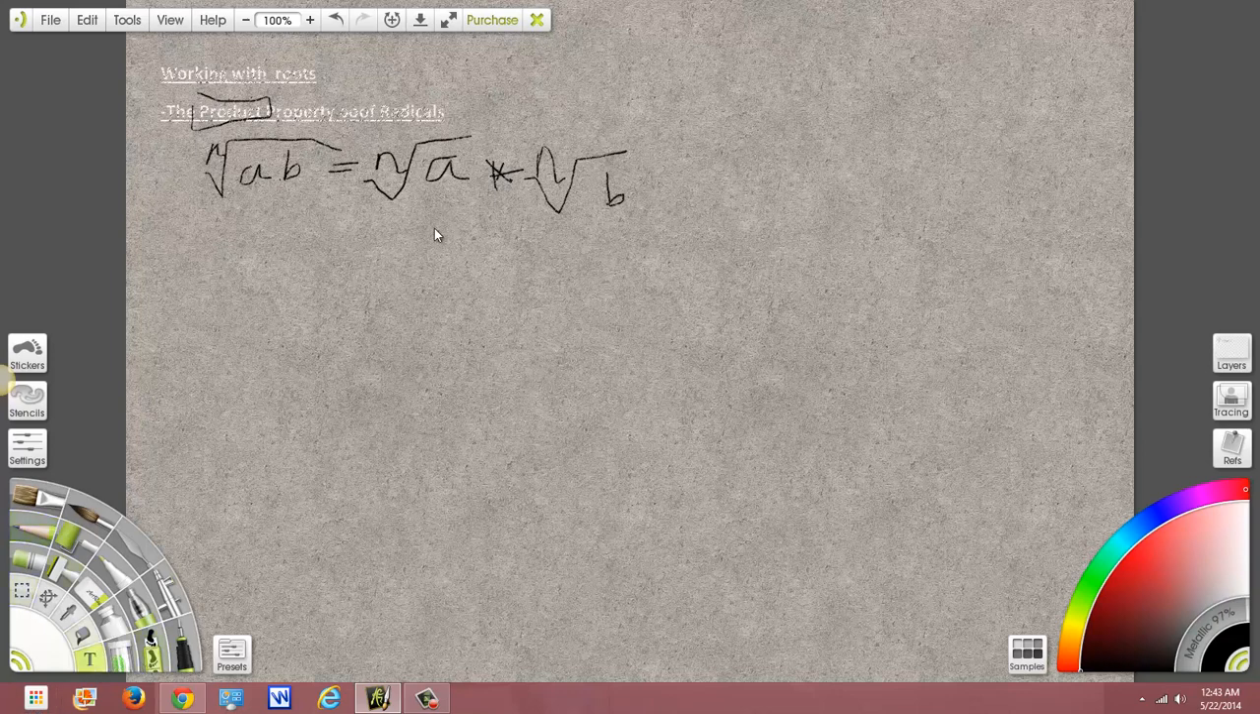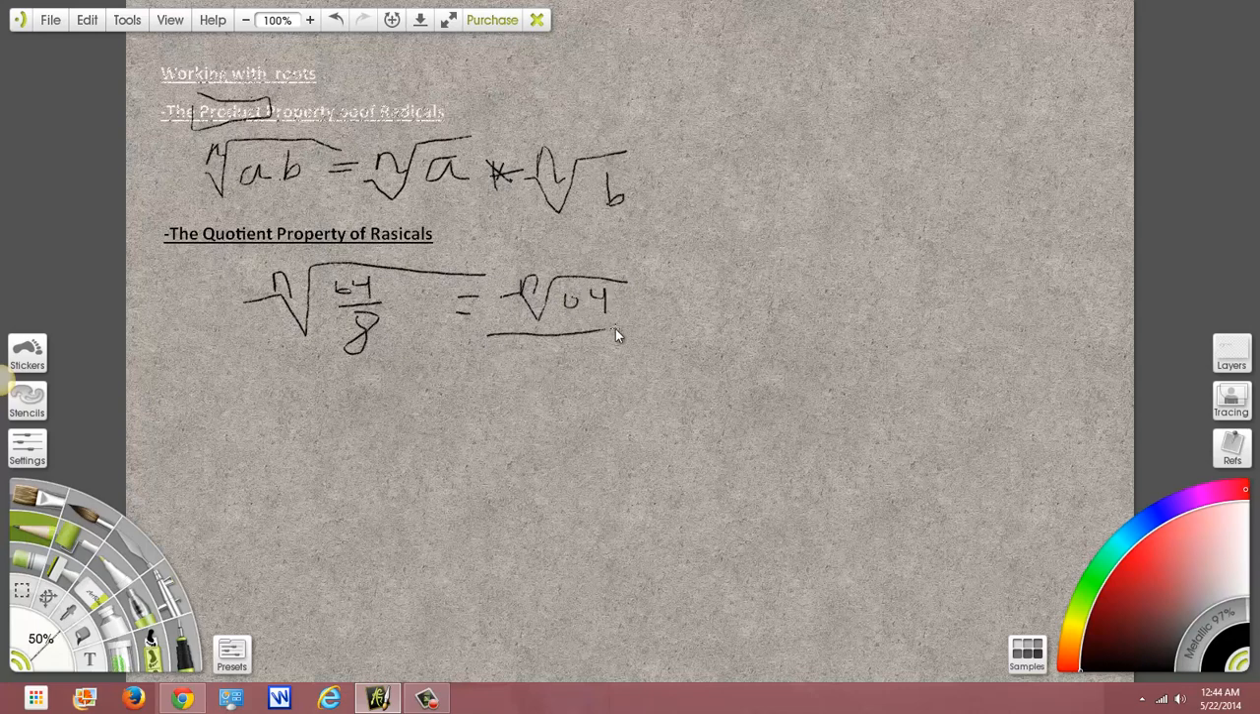Next we have the quotient property. What the quotient property says is that if you have n as the radical index and 64 over 8 as a whole number, you can simplify this by taking the n root of 64 divided by the n root of 8. So that is how you simplify.